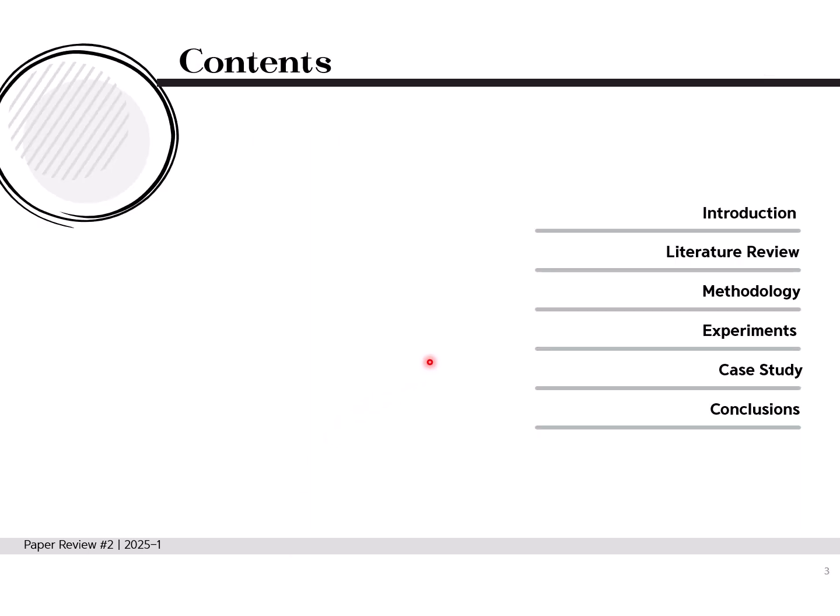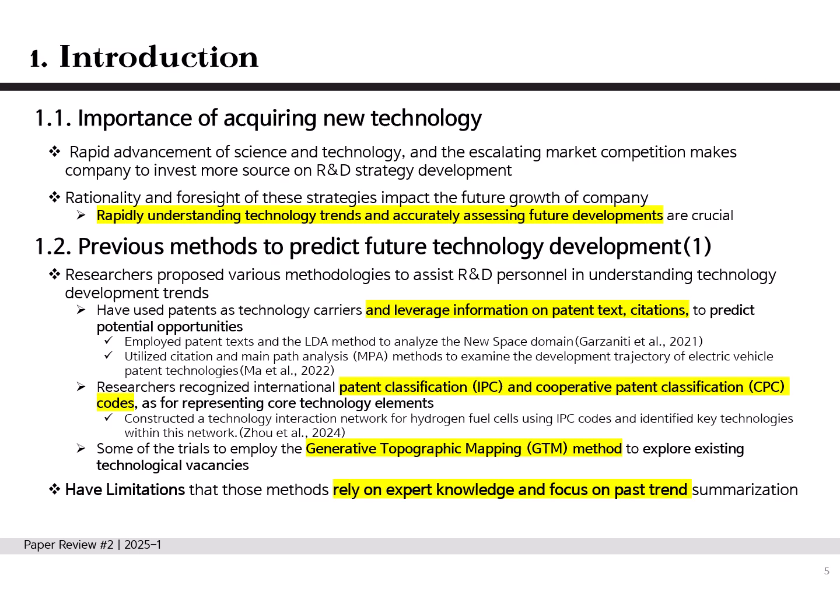The contents follow the same flow as this paper. They mention the importance of acquiring new technology. The rapid advancement of science and technology and the escalating market competition make companies invest more resources in R&D strategy development. So rapidly understanding technology trends and accurately assessing future developments are really crucial.